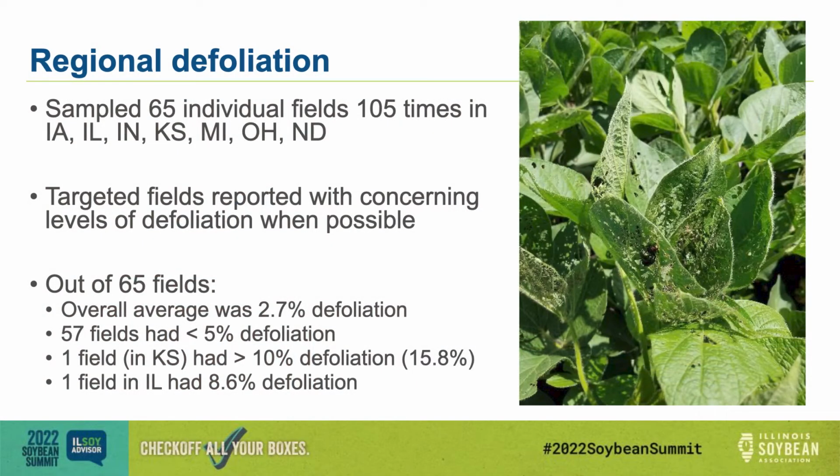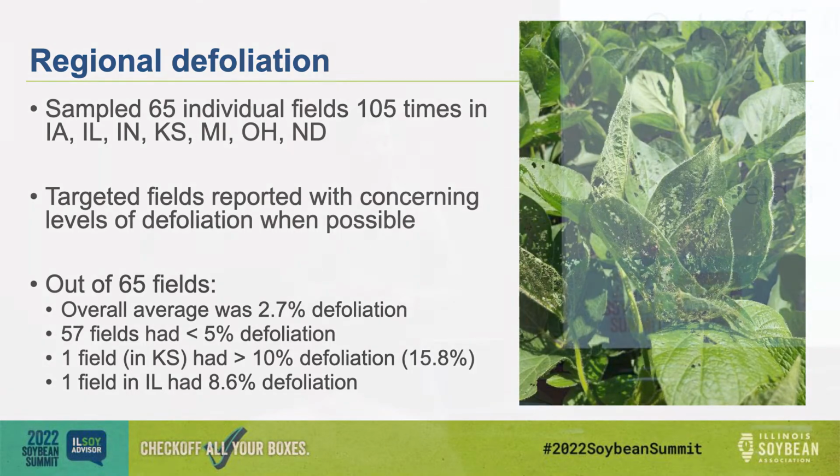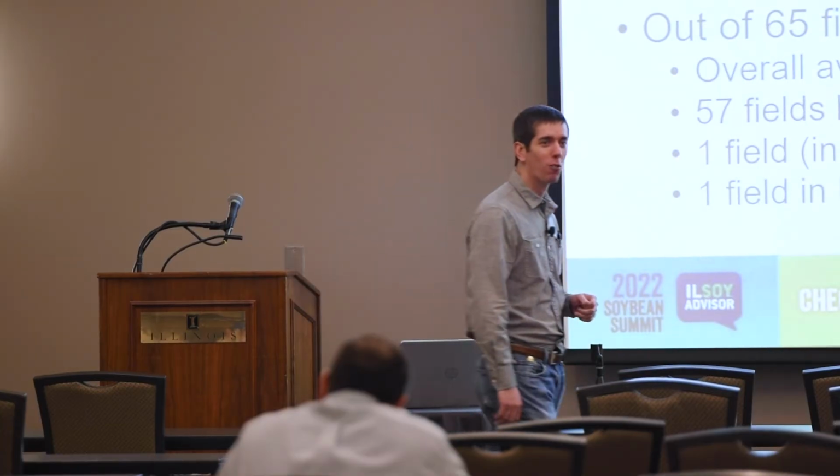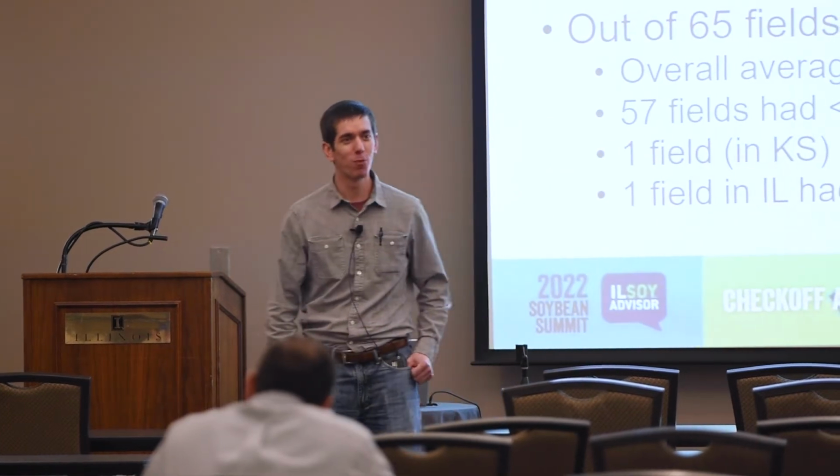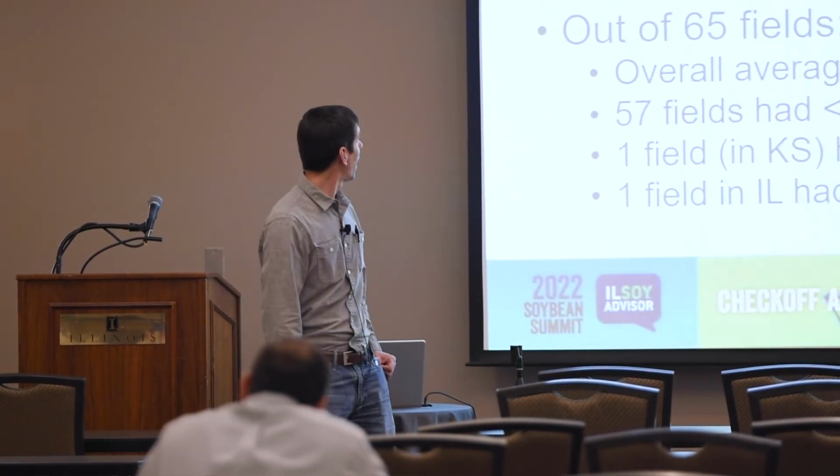We ended up with 65 fields, sampled 105 times. Most of these were sampled just once as defoliation maxed out. Your buddies at Iowa State decided to sample every week throughout the season, which is good for them. They did a lot more samples than we did. Better them than me, I suppose. But they collected a lot of data for this.